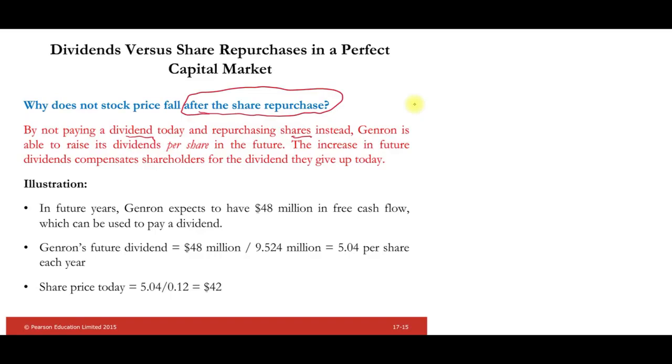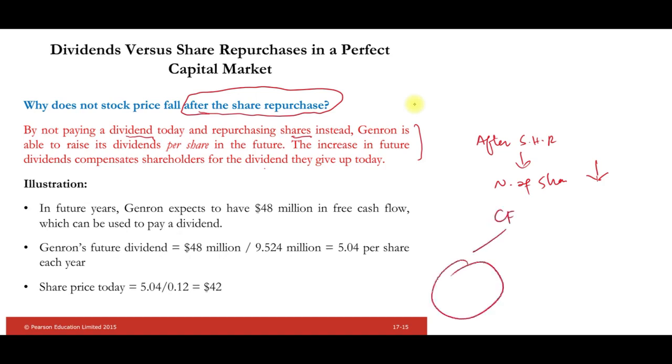Okay, the increase in future dividend compensates shareholders for the dividend they gave up today. So this statement might look difficult, but when we do it, you will understand why. First, you need to remember, after share repurchase, what happens? The number of shares decreases, right? Previously the total cash flow was distributed to 10 million shares, okay? But now, after share repurchase, this cash flow will be distributed to fewer shares.